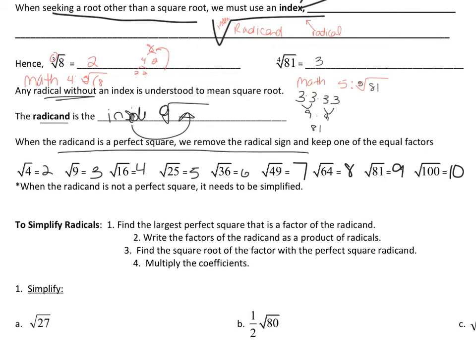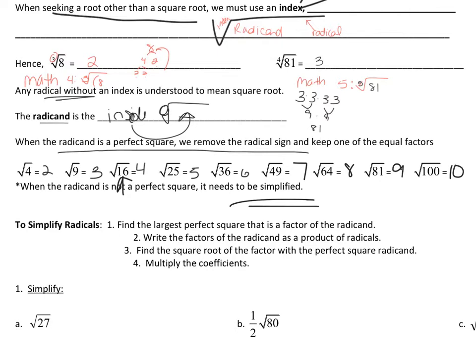But when the radicand is not a perfect square, when the number inside is not perfect, we need to know how to simplify it. And basically what we're going to do is break it down. We're going to factor it down, find the largest perfect square that goes inside of that number, and write it as a product, and then simplify. Okay, so we're going to do a few simplifying here.